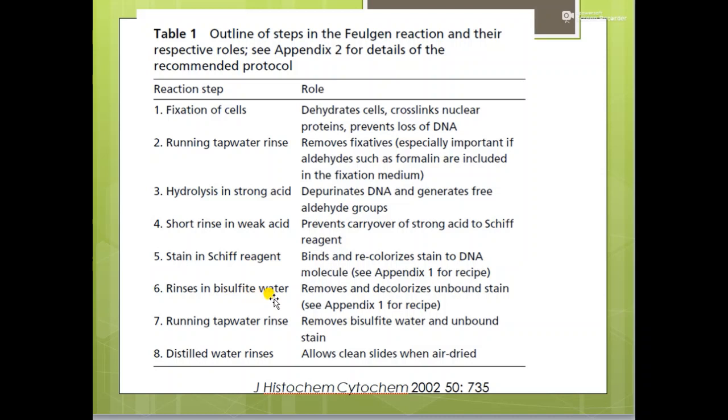Then sometimes they also wash it with bisulfite water. Bisulfite water is a decolorizer which removes the unbound stain. Then a tap water rinse is given, and you wash them and allow them to dry. Then you view it under the microscope. This is the basic principle and outline of the Feulgen staining with Schiff's reagent.